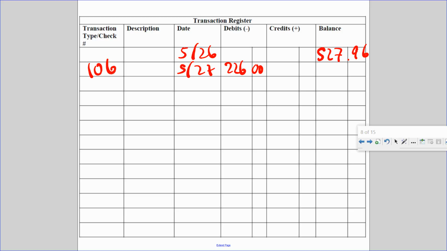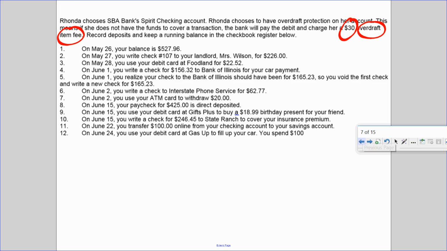By the way, for this one, I'll let you use a calculator, because in real life people use calculators all the time when it involves money. Because I know myself, you may say I'm a math teacher, but I sometimes worry if I make a mistake. And with money, I am not playing around. So if you have $527.96 and you take away 226, that means his balance is now only $301.96. All right, on May 28th, you use your debit card at Foodland for $22.52.